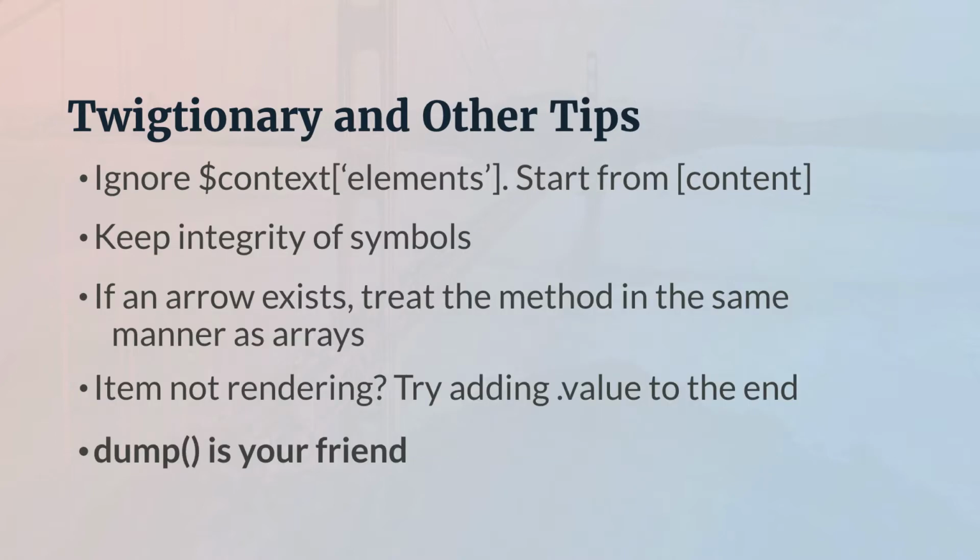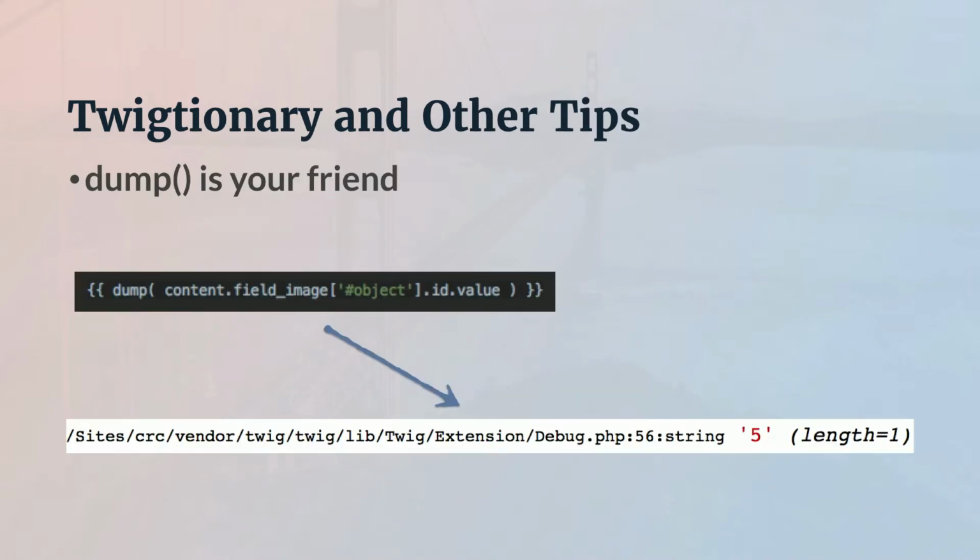How do I know that? Because I used Twig dump and tried it out to see if I could actually get anything. And if you don't get anything, it'll probably read null, but it's a good way to check. And that's what it looks like.